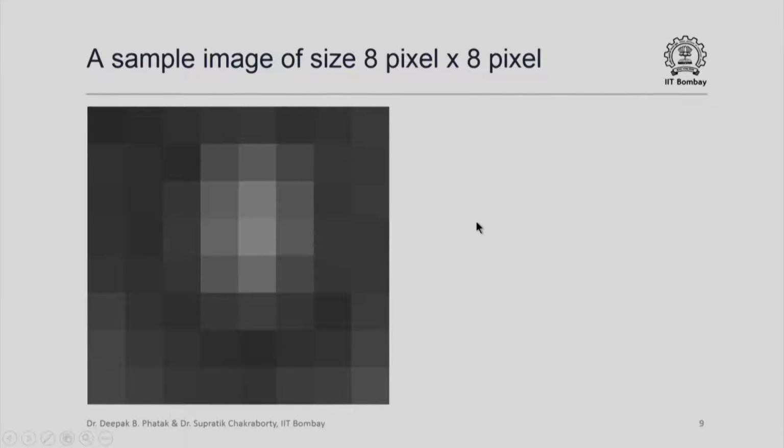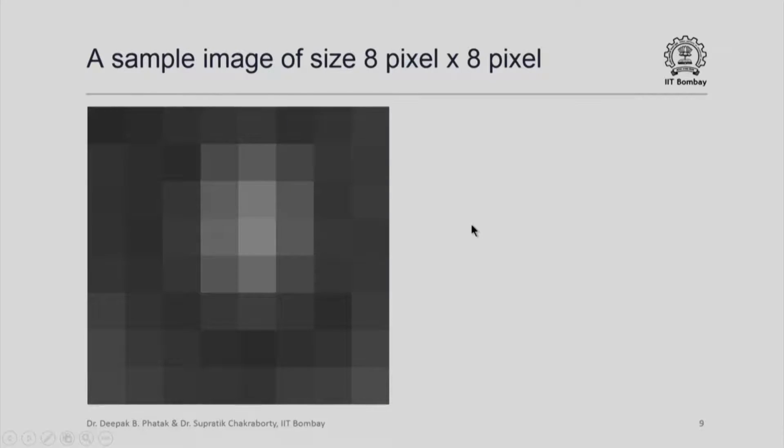Here is a sample image of size 8 pixels by 8 pixels. It is obviously an artificial image. A pixel is shown as a very big thing, a square thing. Notice the different shades of grey. This one is the brightest, but this is not pure white. This one is the darkest, but this is not pure black. So, this is an image which has a very low contrast.